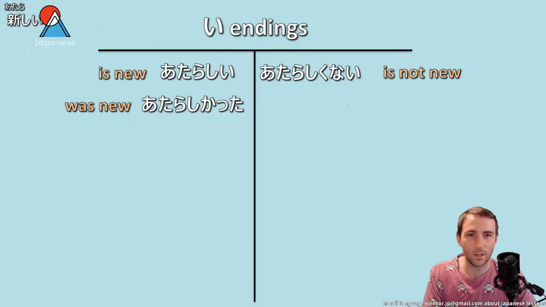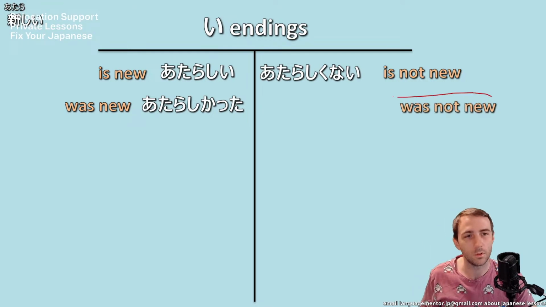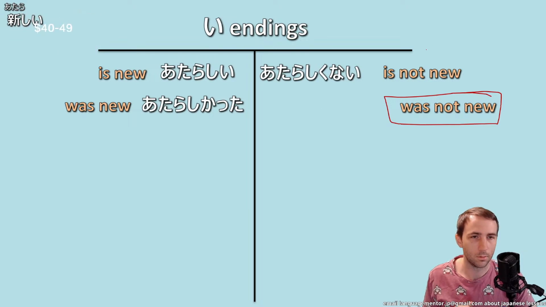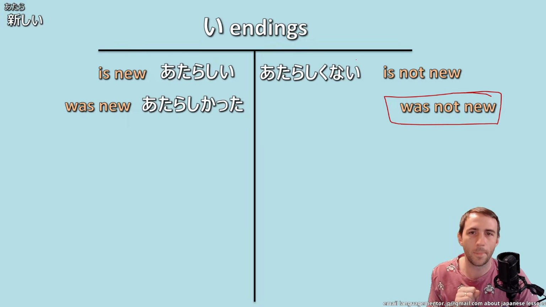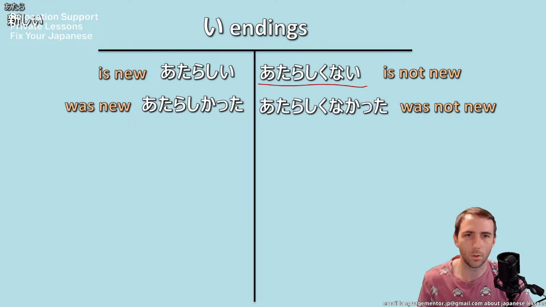Now, even if you didn't know this answer or this answer, you should be able to get the correct answer for this. Was not new. If you really get it, or if you've been paying attention, you should be able to get this answer based on what we've already learned. 新しくなかった. So, 新しくない. Very good.